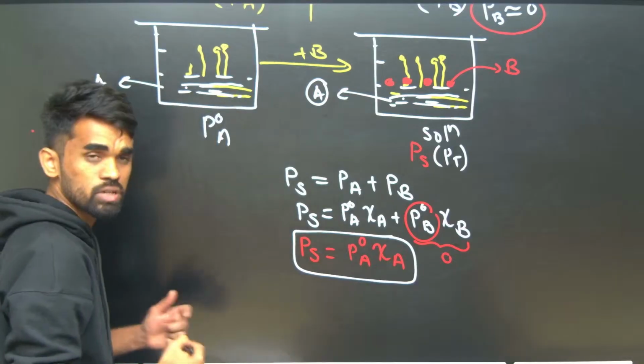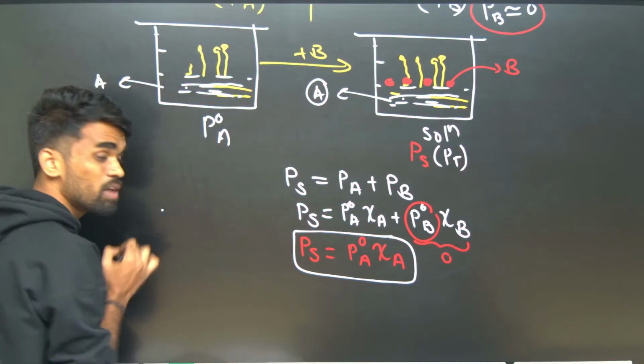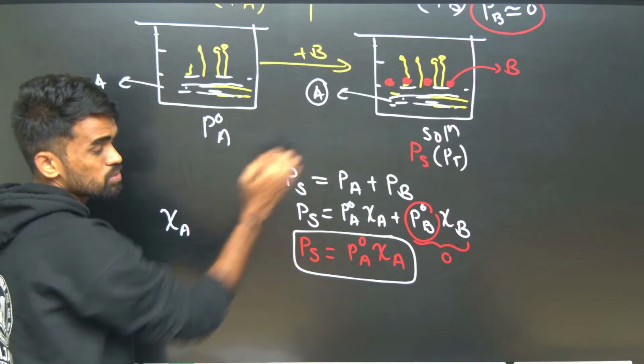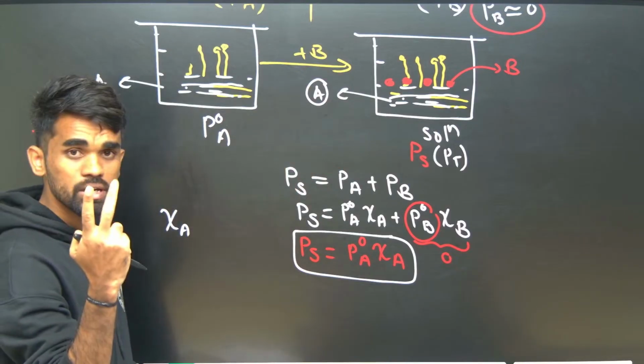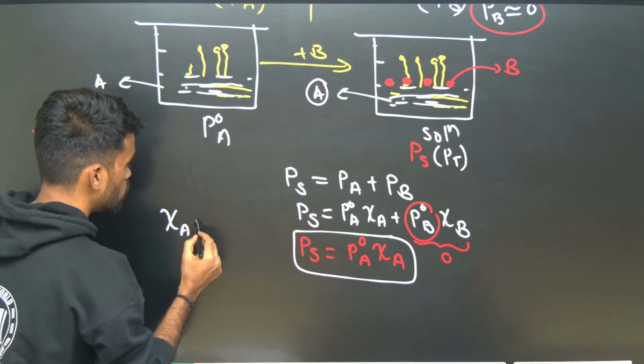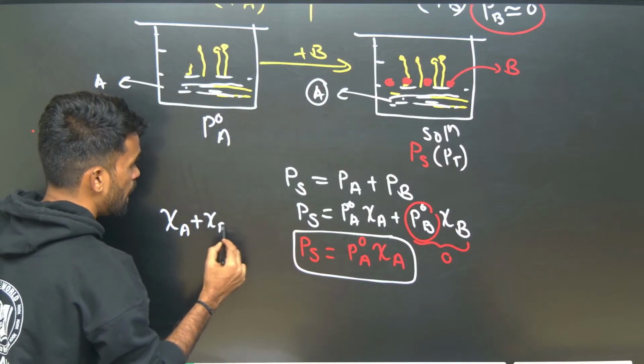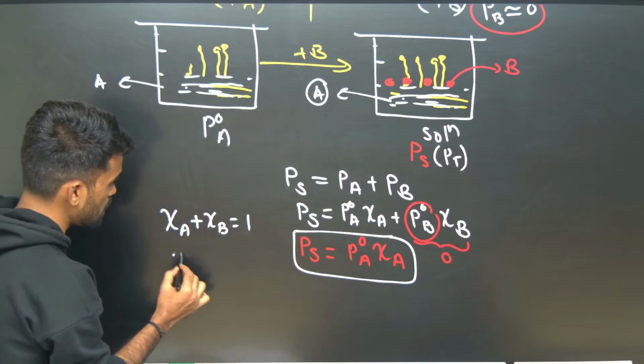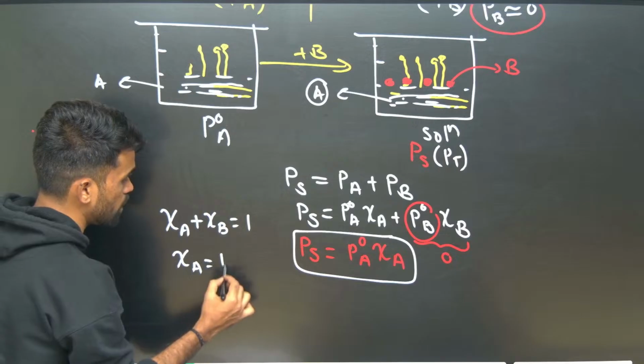See, we have the sum of mole fractions. Since the solution is made up of two components, A and B, a binary solution, the sum of the mole fractions of A and B is equal to 1. So from this, in the place of XA, I can write 1 minus XB.